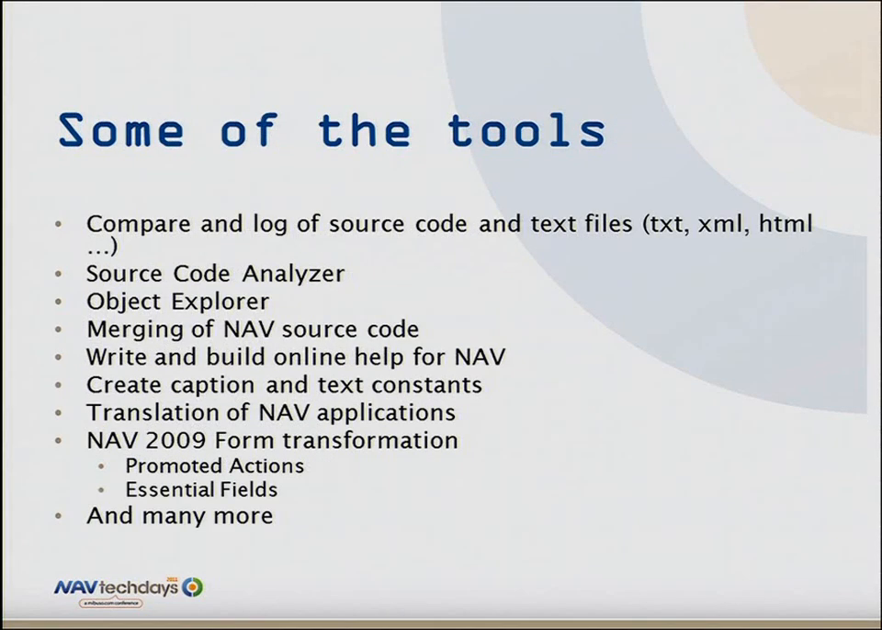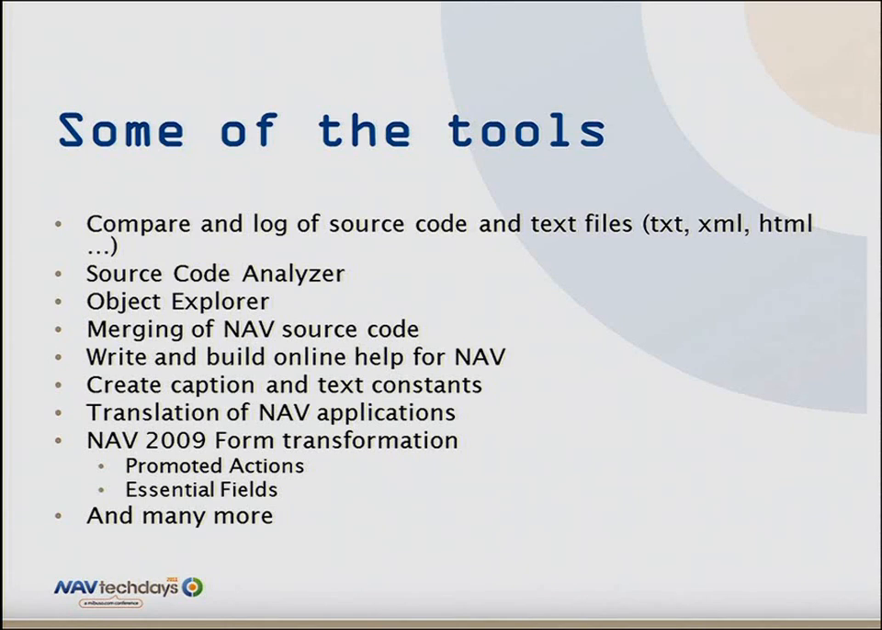So some of the tools that are in here: a compare tool. It can do a log of source codes, both as NAV source code. It works on top of the text files. So one of the essentials for anyone to use it is to have Application Builder to be able to export in text. But it also compares XML files, HTML files, any kinds of files. The XML files for the transformation tool, for example, is one of the things it also works on top of. It has a source code analyzer.